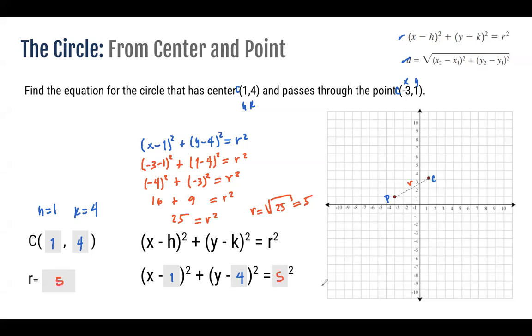We have completed the standard form of the equation, and we can finish sketching the circle, meaning that from the center, we're going 1, 2, 3, 4, and 5 this way, and the same in each of the other three directions. And then we do our best to sketch the circle.